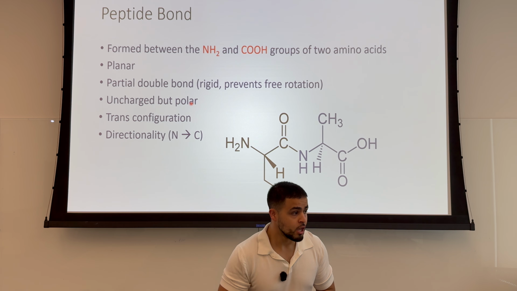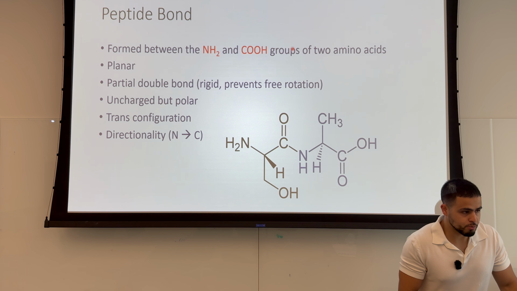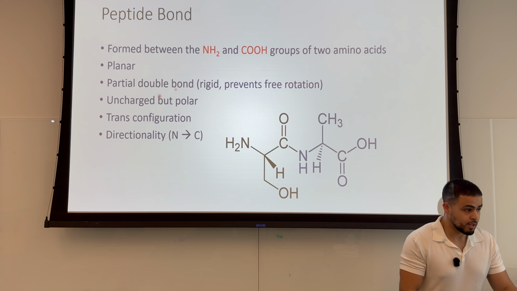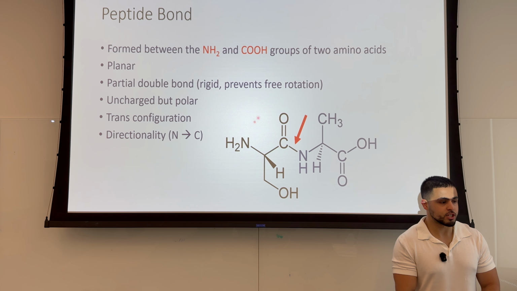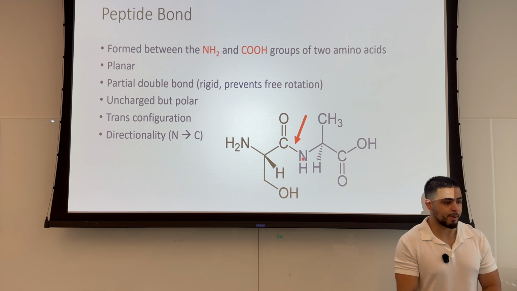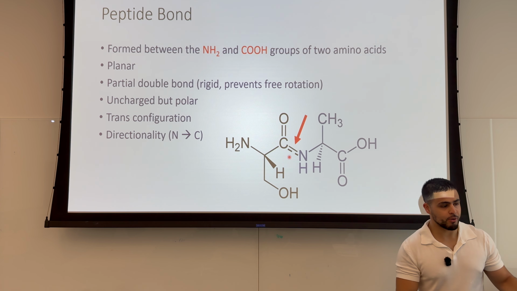All right, before we move on to the secondary structure of proteins, we're going to talk about the peptide bond. So the peptide bond is formed by the amino group and carboxyl groups of two amino acids. The peptide bond is planar. You can see it right here. So this is serine, this is alanine. You can see the peptide bond joining them together. And then the peptide bond actually has partial double bond characteristics because of resonance over here. So therefore, it won't be able to rotate about its axis.